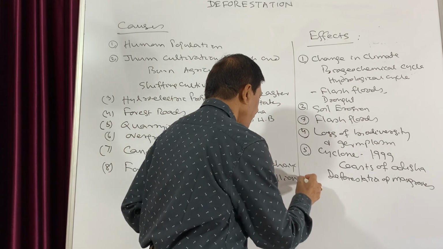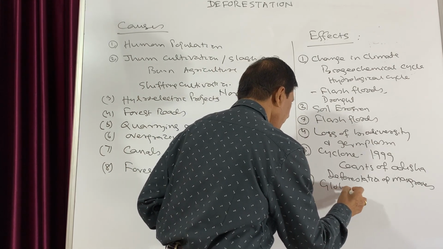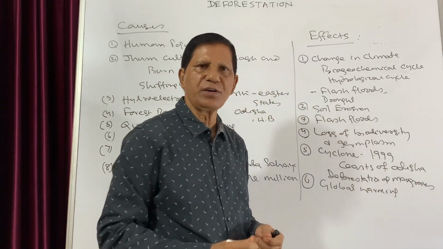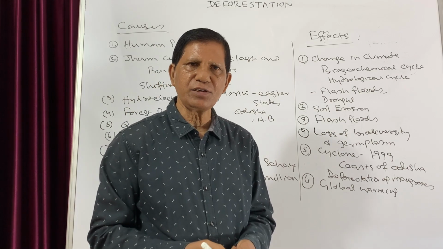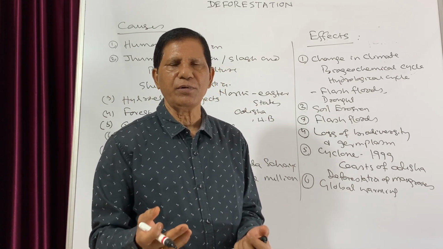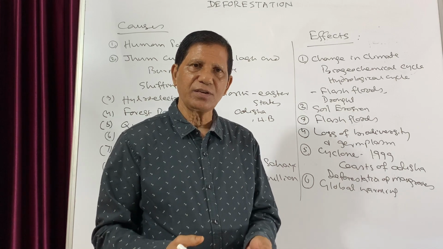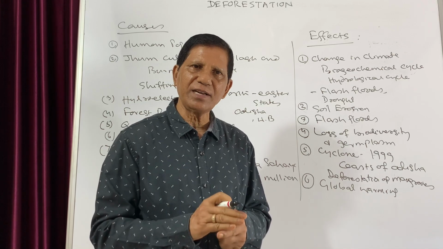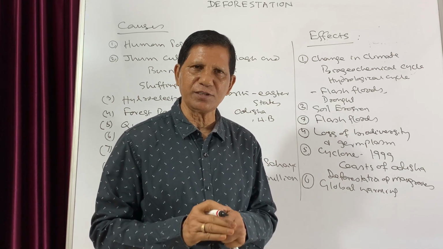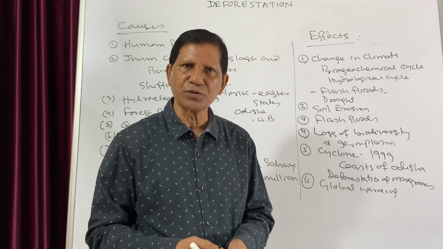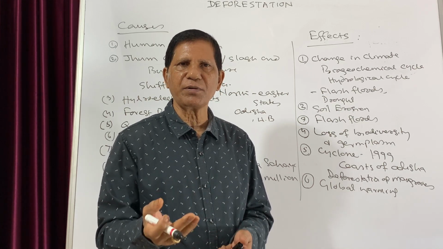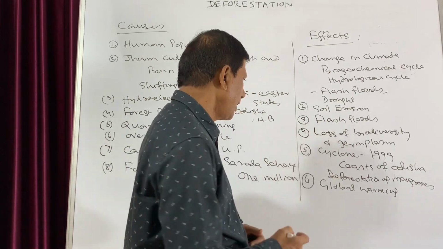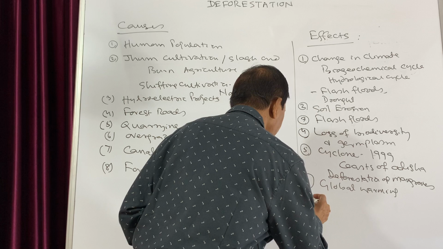Then another point, that is global warming. When there is deforestation, the number of plants decreases. So what will happen? The animals and other organisms, during their respiration, will liberate carbon dioxide. Usually this carbon dioxide is assimilated by the plants for photosynthesis. But when the number of plants is reduced, the concentration of carbon dioxide in the atmosphere will increase, leading to global warming.